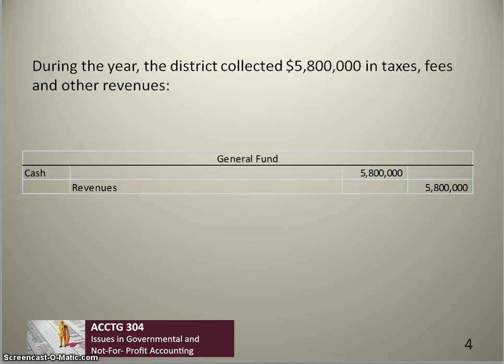Okay, so as the district begins operations, it collects $5.8 million in taxes and fees and other revenues during the course of the year, all in cash. So very straightforward journal entry.